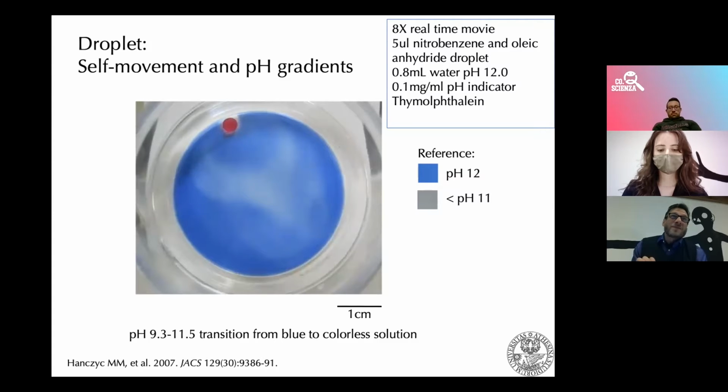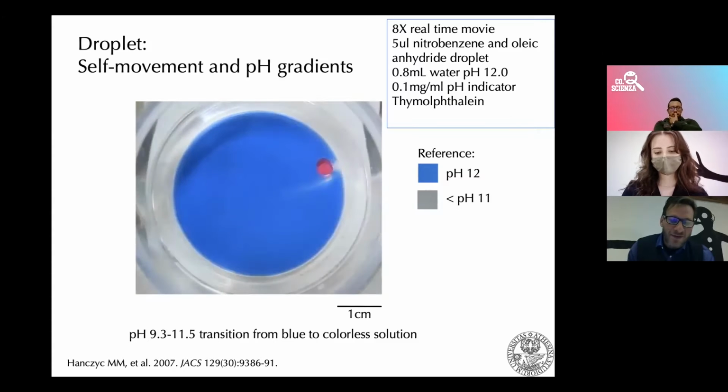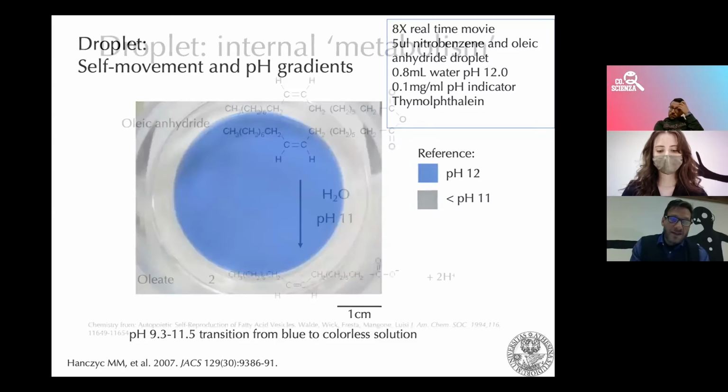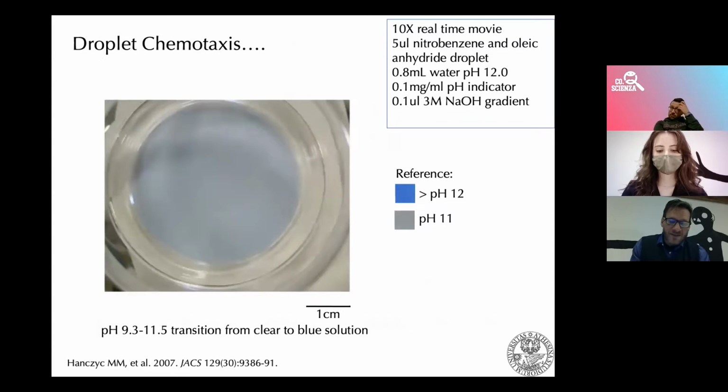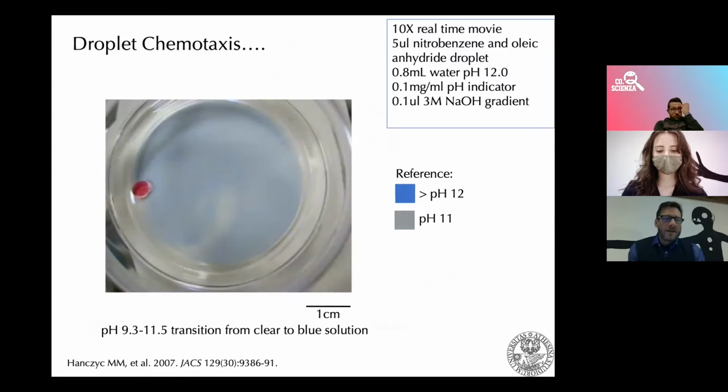What is important to understand from this is if this droplet, using its onboard fuel, produces a pH gradient, which it appears to be doing, then perhaps what we can do as experimentalists is go into the system and add a pH gradient and see how a droplet would respond. So that's this next set of experiments. I'll go back to that slide in a second. So here's that droplet moving around again. And now I will create an external pH gradient and see how the droplet will react to this.